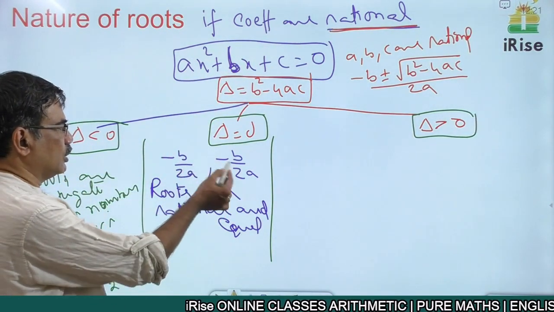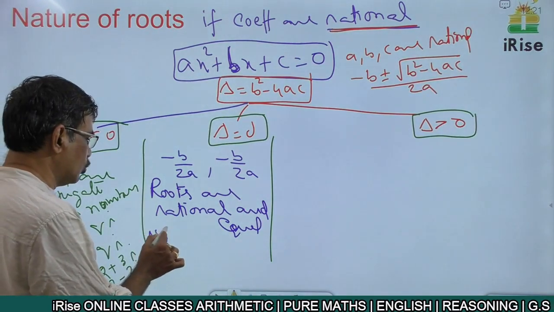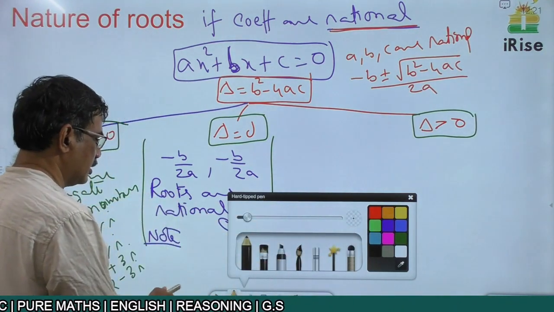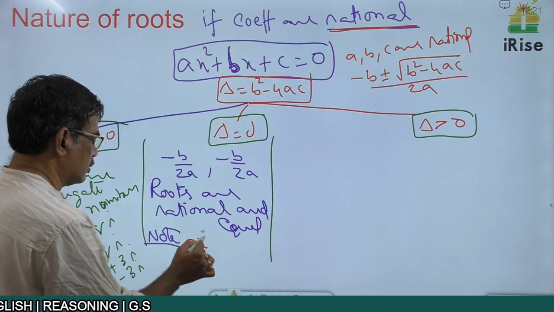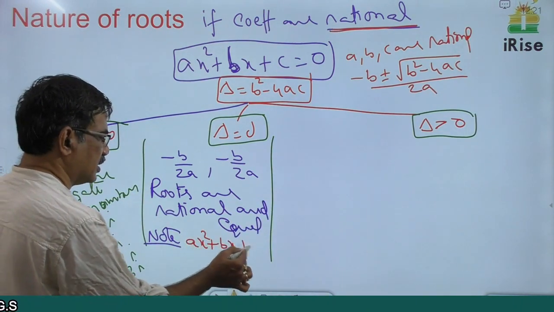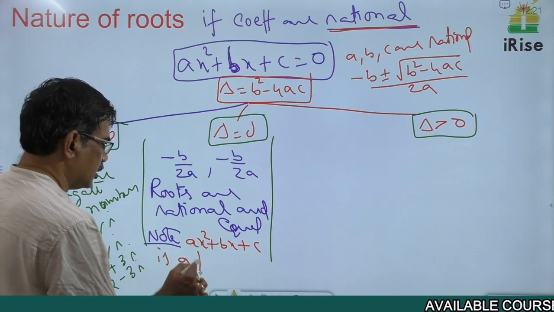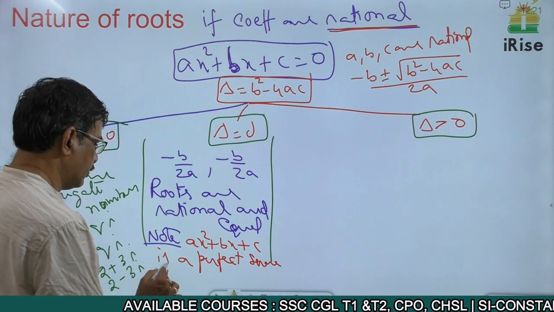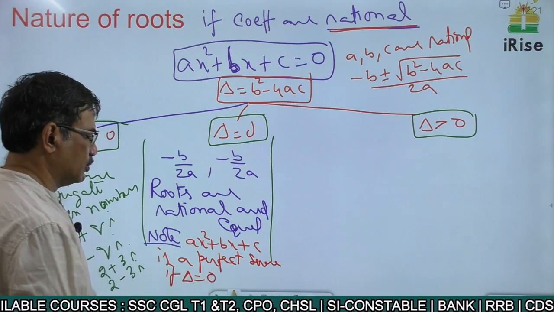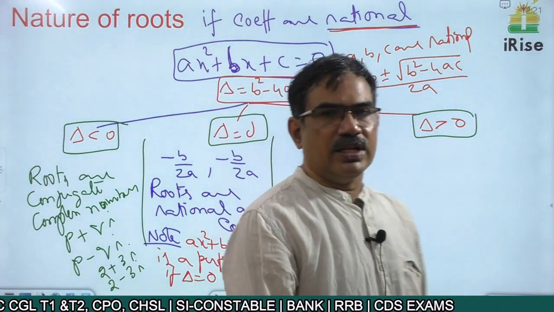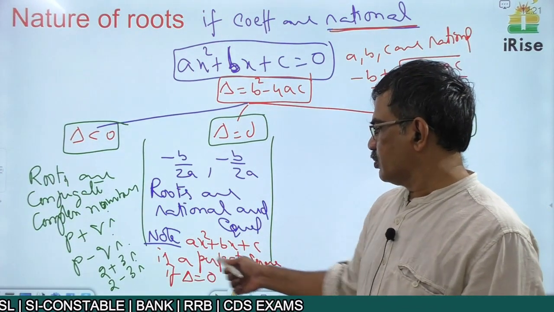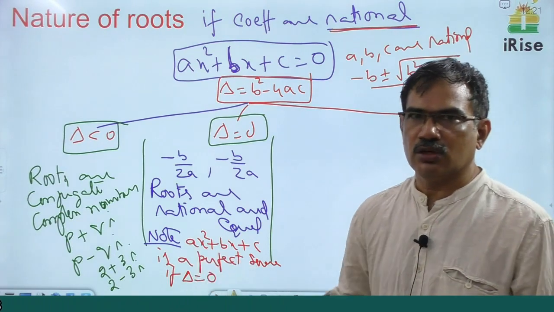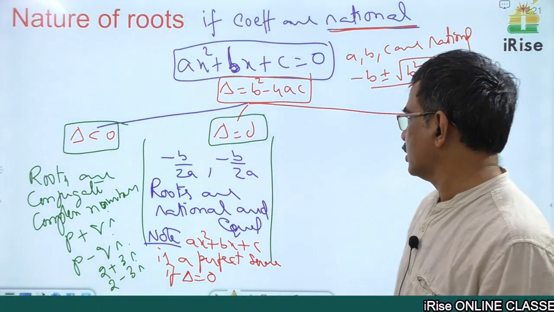In this case also, the roots are equal. We say the same note as the previous one, that is, ax square plus bx plus c is a perfect square in this case also, if delta is equal to 0. If delta is equal to 0, ax square plus bx plus c is always a perfect square, whether it is rational coefficients or real coefficients.